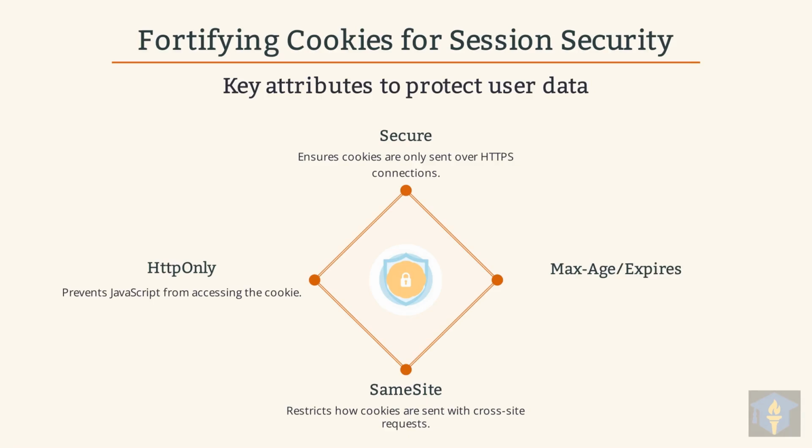Finally, Max-Age or Expires attributes are used to control how long a cookie remains valid and stored by the browser. These attributes precisely define the cookie's lifespan, ensuring it doesn't persist longer than necessary, enhancing security.